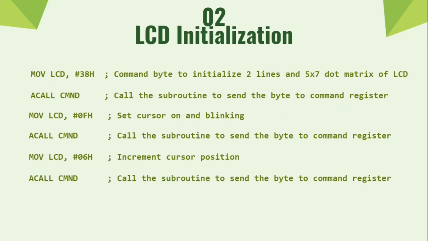38H is sent on data lines to the LCD to initialize 2 lines and 5 by 7 dot matrix of the LCD. 0FH sets cursor on and blinking. 06H increments cursor position. In between these commands, a routine is called to send these bytes to the command register in the LCD.